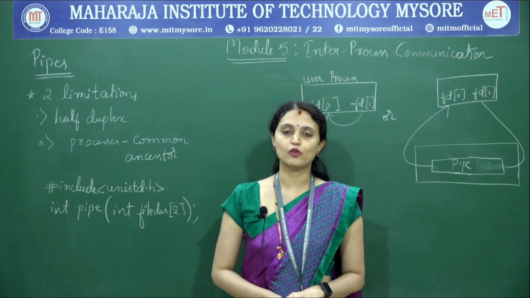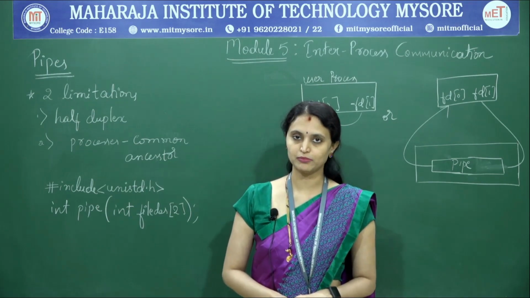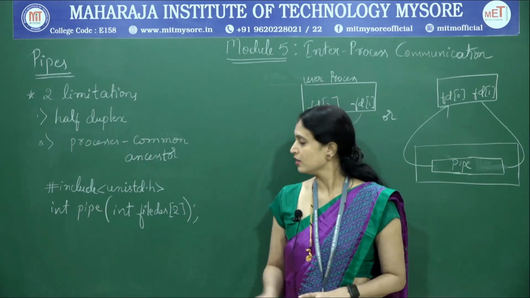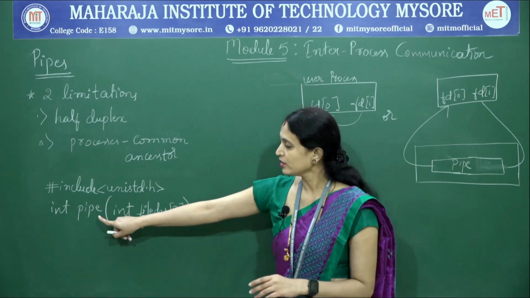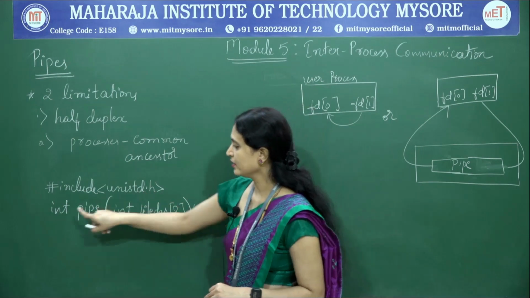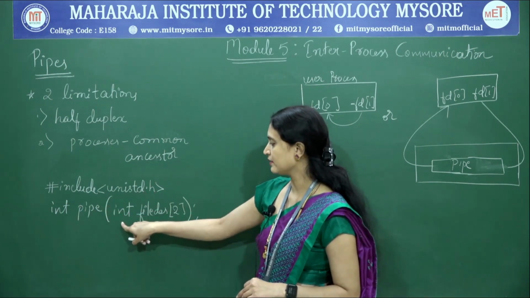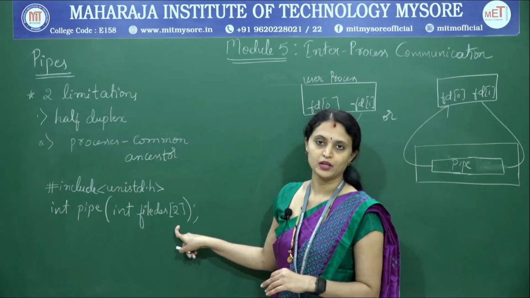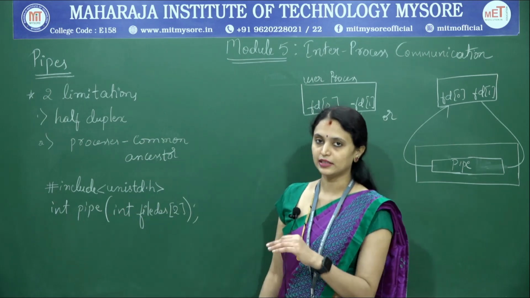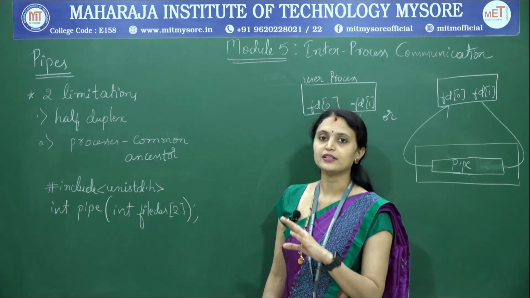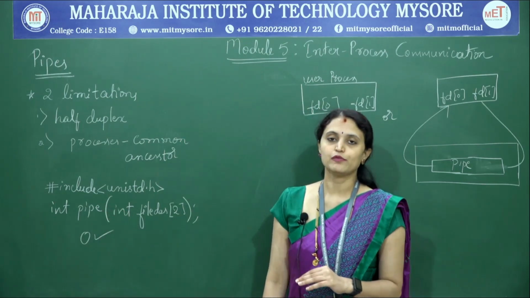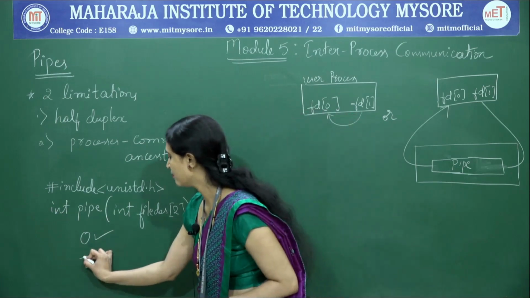Pipes are the oldest form of IPC supported by the Unix operating system, and we can create a pipe by using the pipe function. The prototype is: #include <unistd.h> and then int pipe, and the argument is int file descriptor of 2. The return type is integer. If everything is executed successfully, a pipe will be created successfully, and in that case this returns 0. If there is any error, it returns -1.